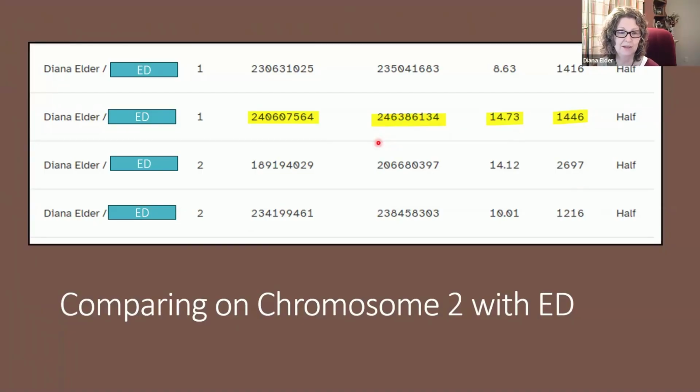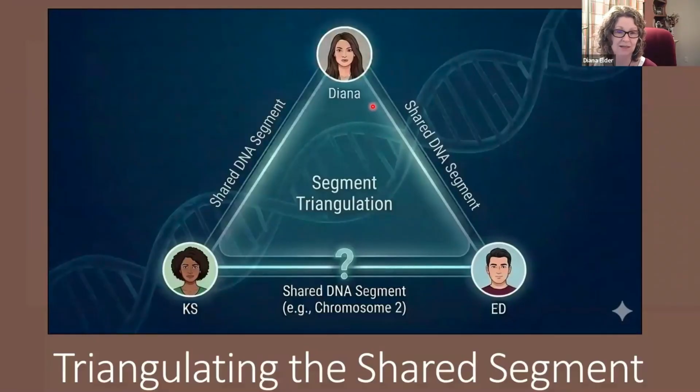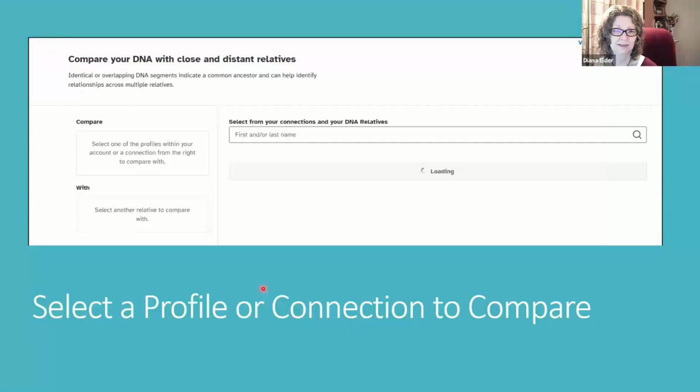And then the real tool that I need to use is one that's going to help me do the triangulation because I know how much I share between myself and Ed and between myself and KS, but what about between these two? That's where I need to see if they truly do overlap on that segment. So how do we do that? This is where it gets just a little bit tricky.